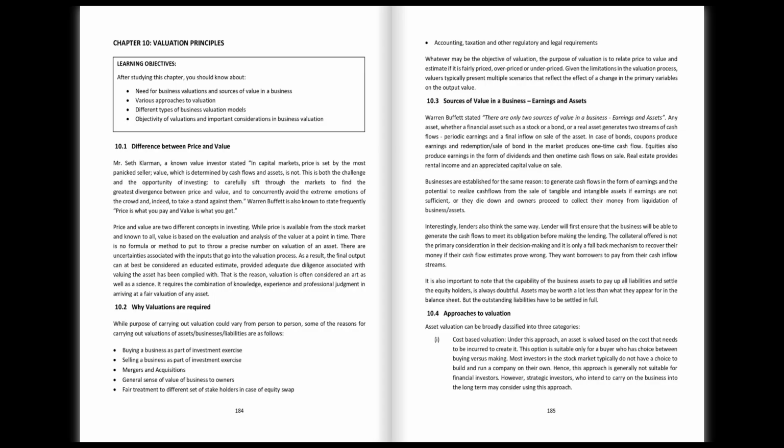Sources of value in a business: earnings and assets. Warren Buffett stated, "There are only two sources of value in a business: earnings and assets." Any asset, whether a financial asset such as a stock or a bond, or a real asset, generates two streams of cash flows: periodic earnings and a final inflow on sale of the asset. In case of bonds, coupons produce earnings and redemption/sale of bond in the market produces one-time cash flow. Equities also produce earnings in the form of dividends and then one-time cash flows on sale. Real estate provides rental income and an appreciated capital value on sale.